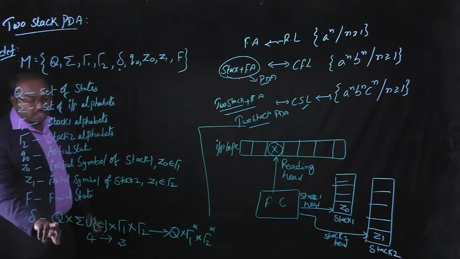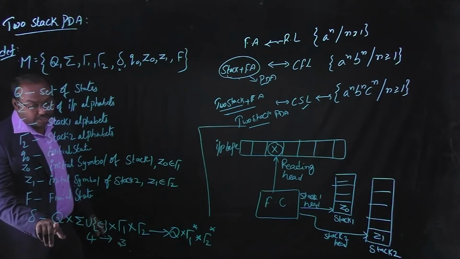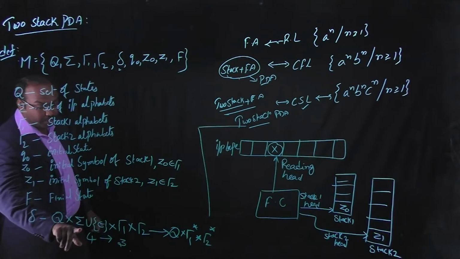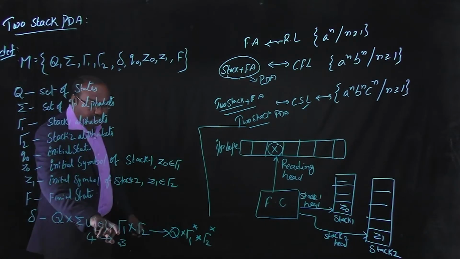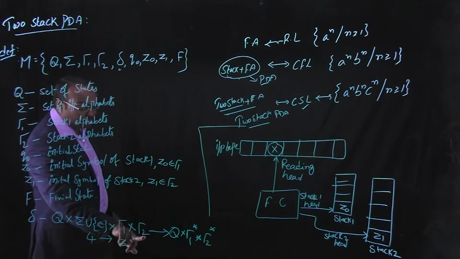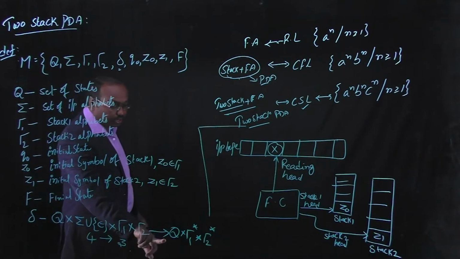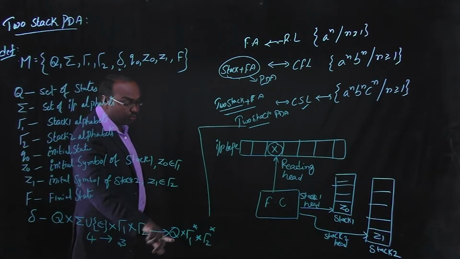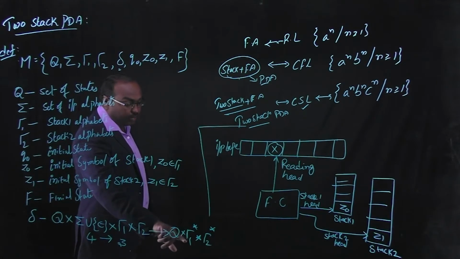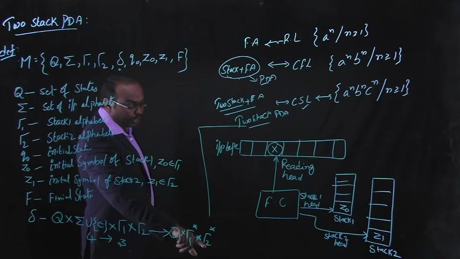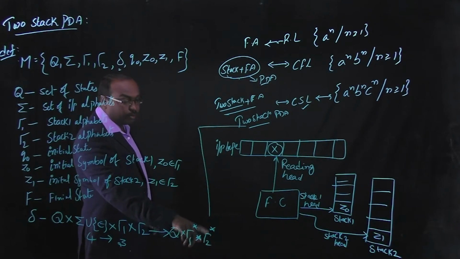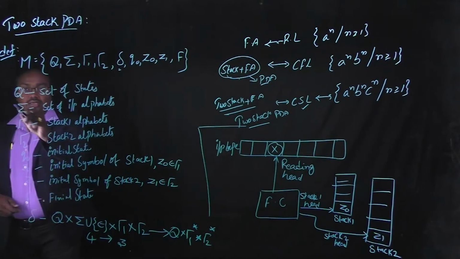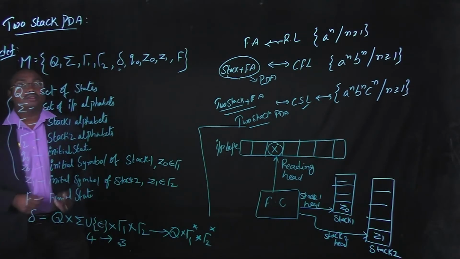It will take any state in Q, an input from the alphabet, a stack 1 input symbol and a stack 2 input symbol, and it produces these tuples. It moves to any state in capital Q, and the element in stack 1 may be pushed or popped, and the other element in stack 2 may be pushed or popped. So these are the definitions for the 2 stack PDA.